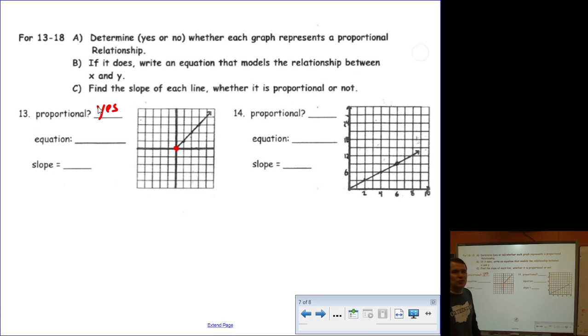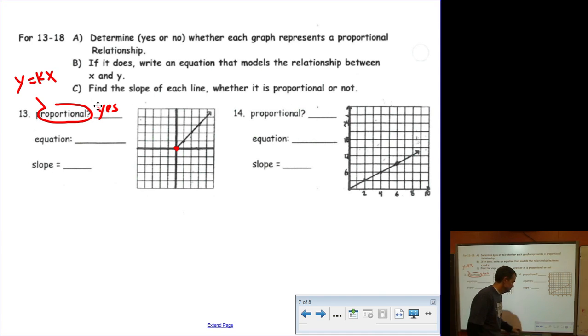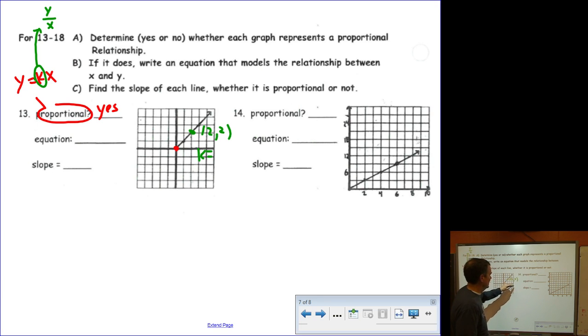So then I need the equation. Remember, to get the equation for proportional, it's y equals kx, and you calculate the k value by taking any ordered pair and doing y over x. Like maybe I take this ordered pair, which is the ordered pair 2, 2, and k would equal 2 over 2, or 1.